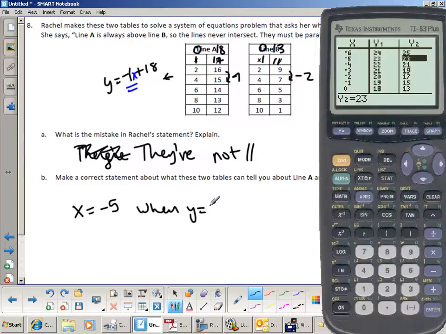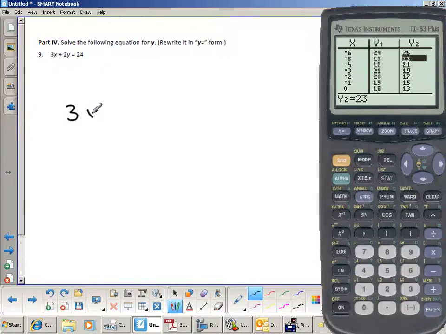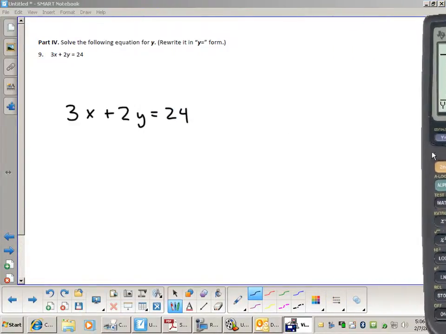Okay, so solve the following equation for y. In other words, write it in y equals form. So this is actually a skill that would be vitally necessary, especially if you considered how much I use the equations in my calculator. So if I wanted to solve this using a calculator, well, I have to get this into y equals form first. Now, this is something we've done. I mean, this is pretty simple.